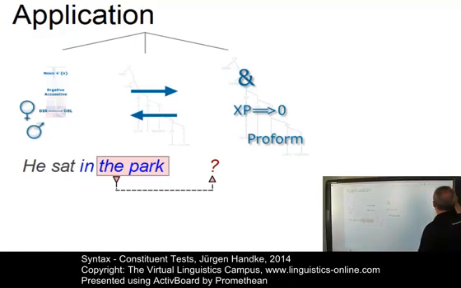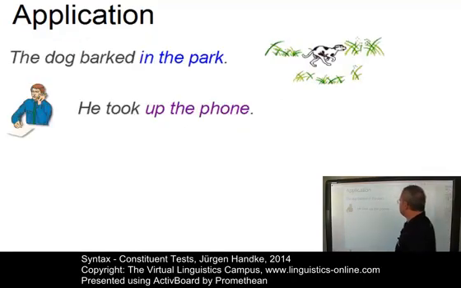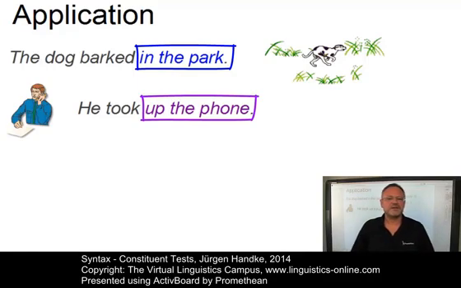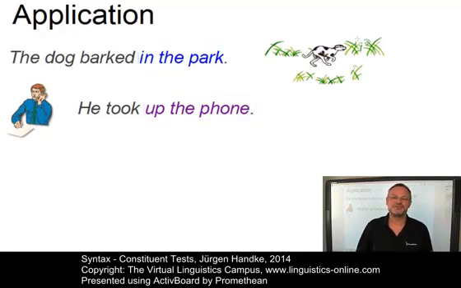Try these two sentences. "The dog barked in the park" and "he took up the phone". Are the strings starting with "in" in the first case, so the colored strings, and "up the phone", are they constituents or not? Just take your time and pause the video. The solution will come up in a few seconds.